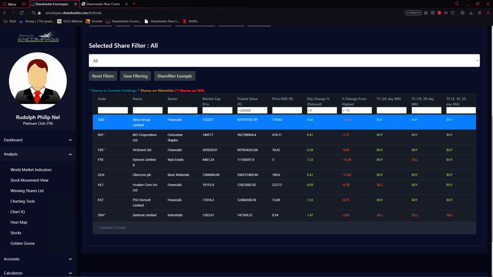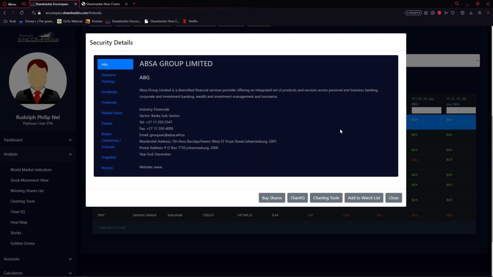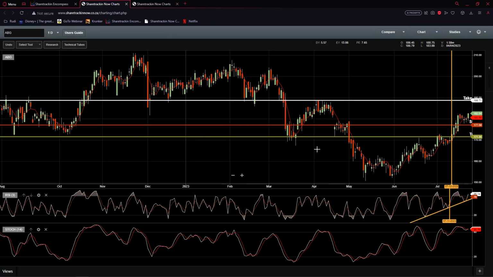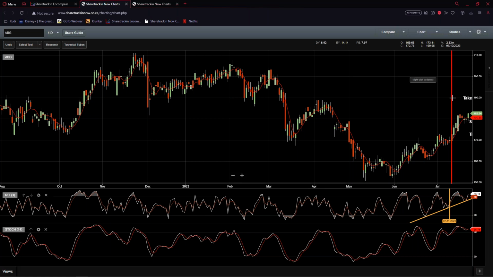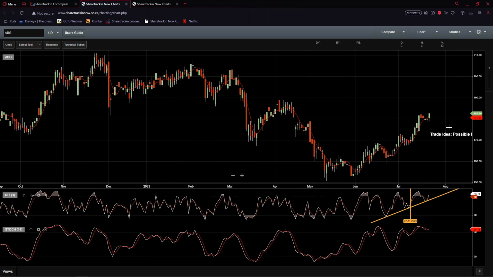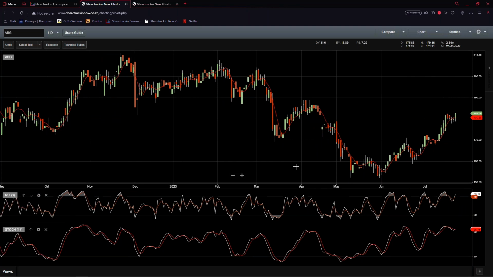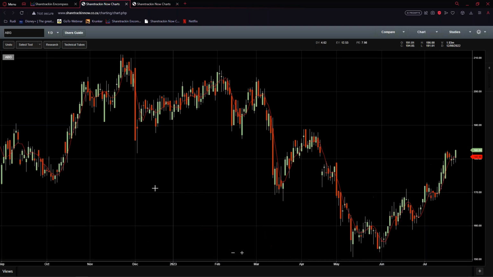So what I do from here is I click on a share, like ABG, and then I click on Charts IQ, and it will take me directly to Charts IQ. I'm just going to remove all these other things for us. Once it opens, before we start off with RSI and stochastic and that stuff, first of all I determine where my supports and my resistance lines are lying, and also what my trend is.